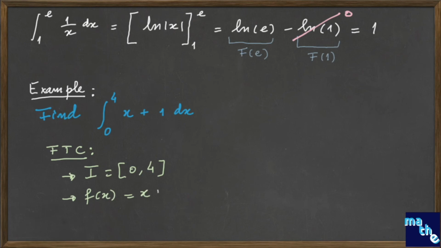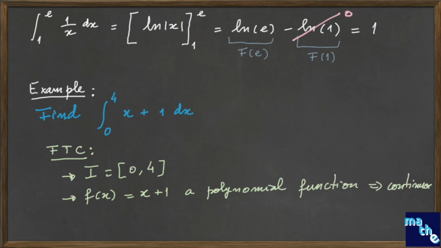So we have the closed interval between 0 and 4. The integrand function is the polynomial function x plus 1, and since it is a polynomial function, the domain is the real numbers, so the function f is continuous on the interval 0 to 4.